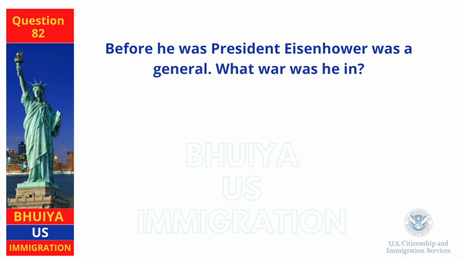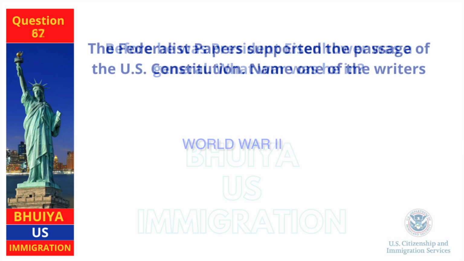Before he was president, Eisenhower was a general. What war was he in? World War II. The Federalist Papers supported the passage of the US Constitution. Name one of the writers. James Madison.